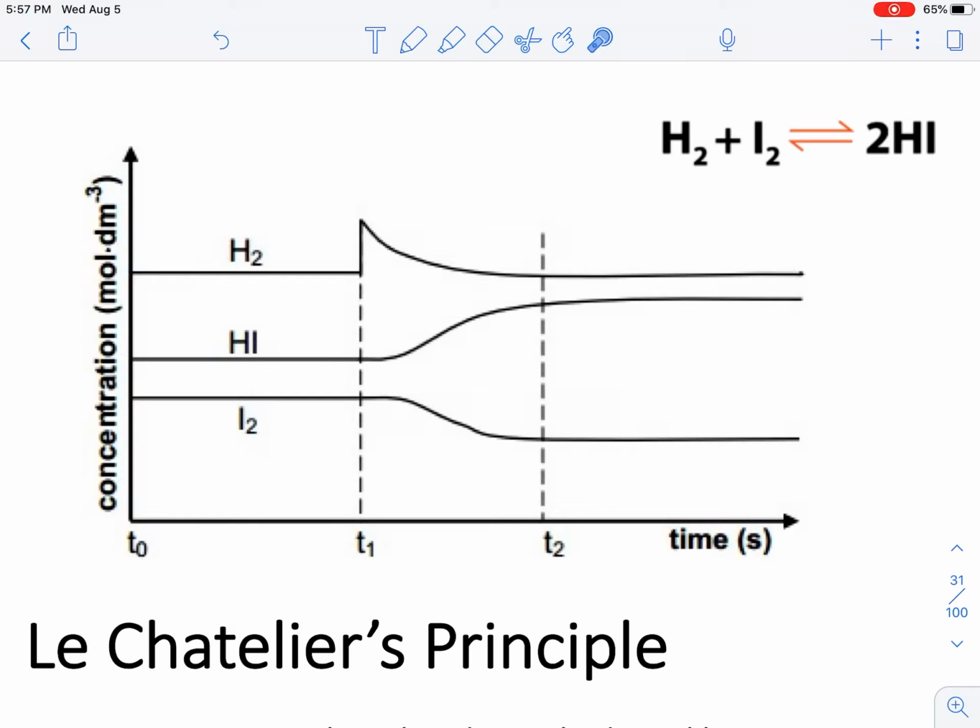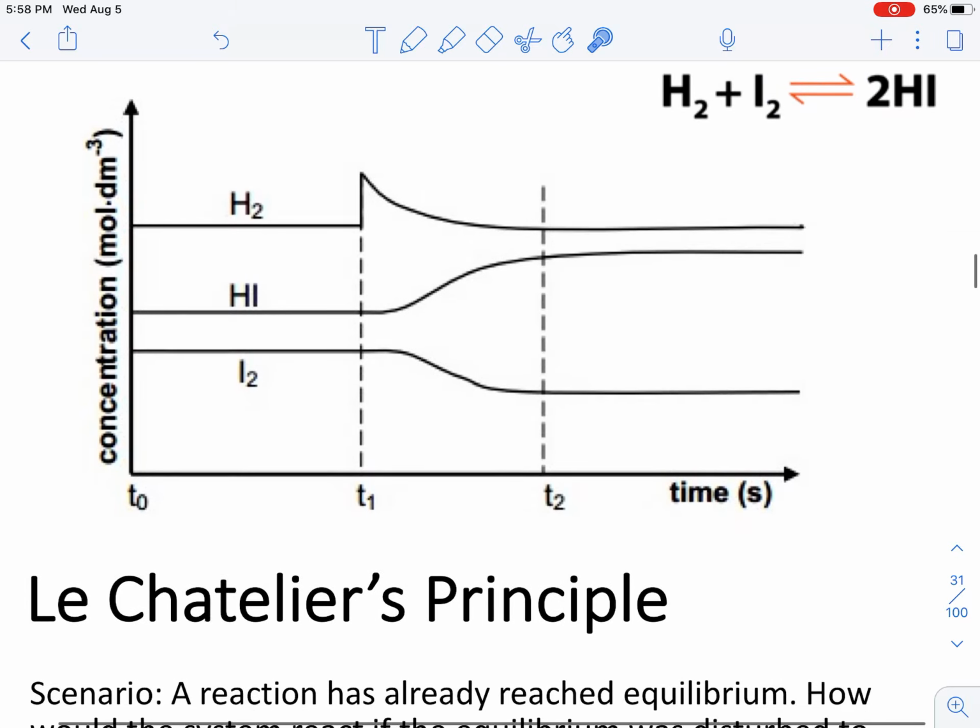Hey guys, welcome back to another lecture video for Chem 115. In this lecture video, we will discuss what Le Chatelier's principle is and how different stresses, when applied on a chemical system, will shift the equilibrium in favor of the forward direction or the reverse direction, or perhaps neither of the two.